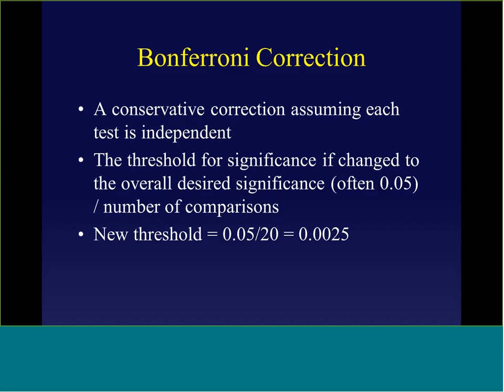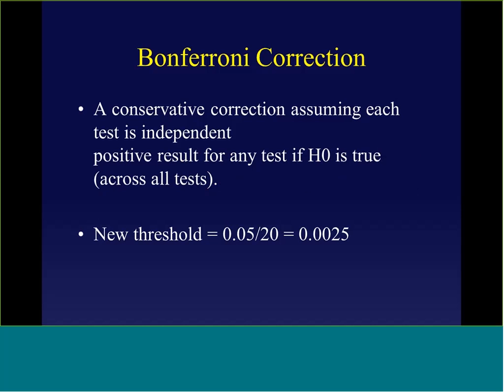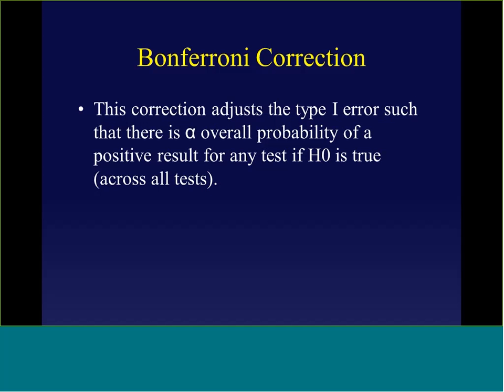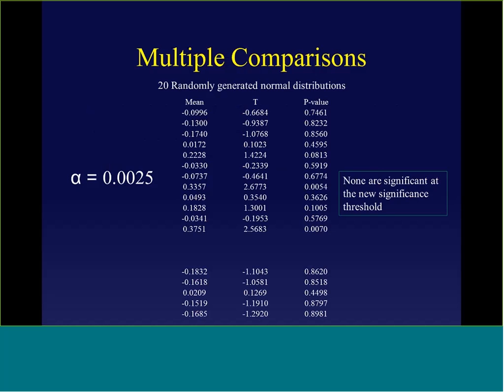If the typical type 1 error is 0.05, your revised type 1 error when conducting 20 studies would be 0.05 divided by 20, which would give you 0.0025. So this would be the probability of any one of your tests in this entire group rejecting the null hypothesis if the null hypothesis is true. I hope that makes sense for everybody.